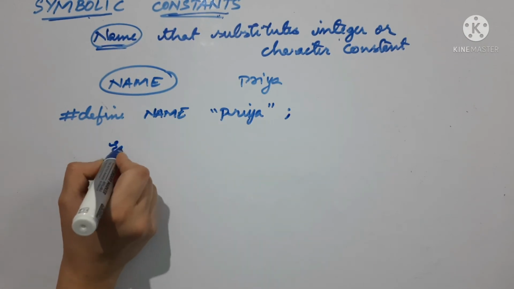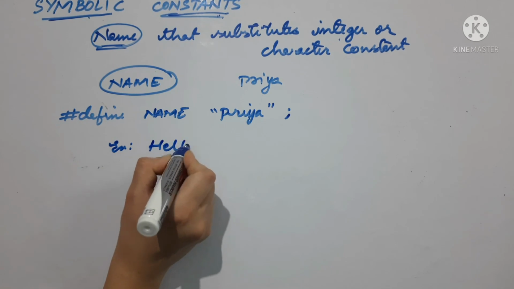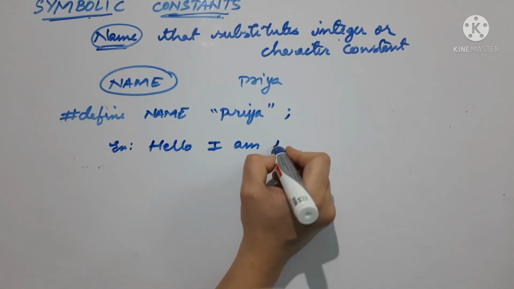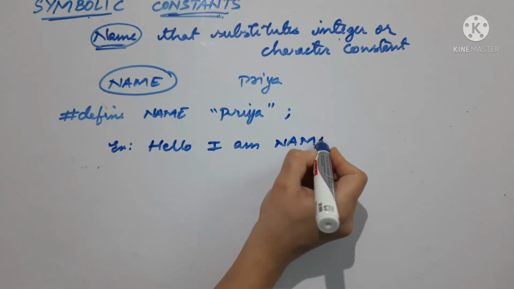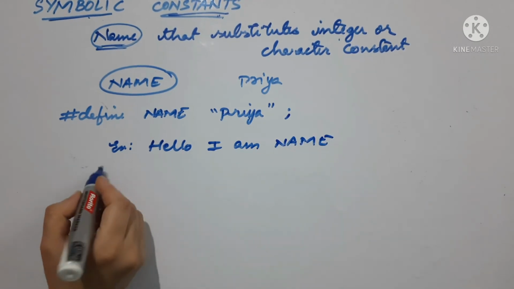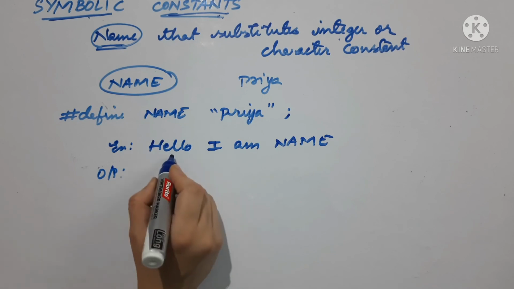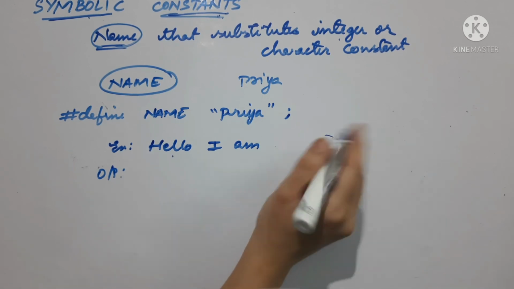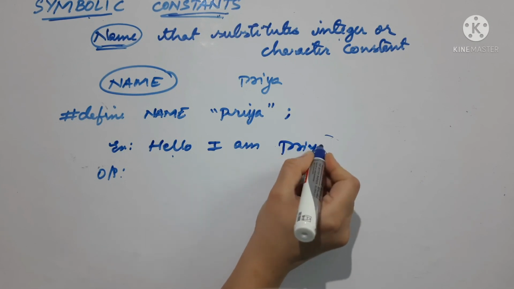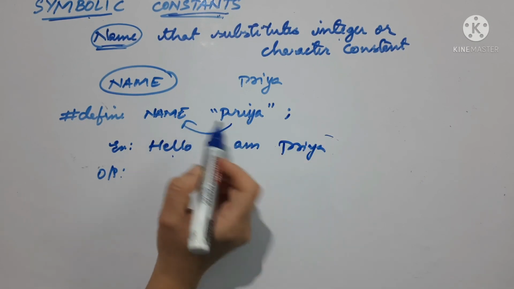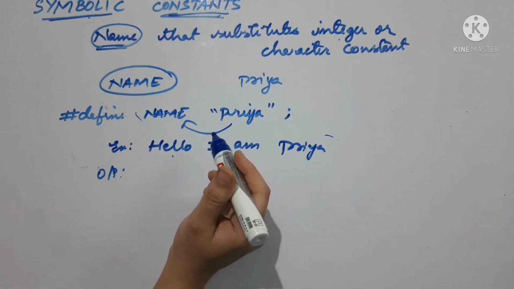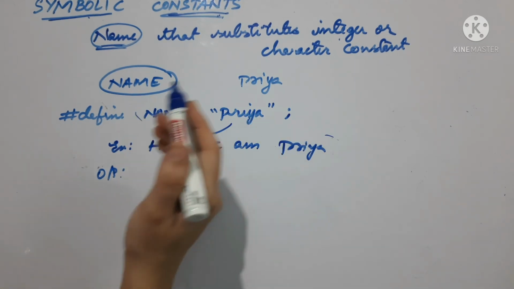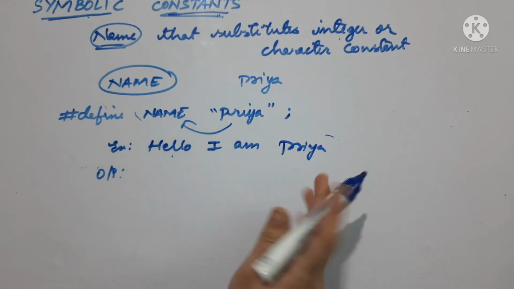Suppose, for example, if I say hello I am, instead of saying Priya, I just say name. So if I say this, what will be my output? My output will be hello I am. Instead of name, it will take what? Priya. So directly it will take this value. So these are the character constants, or we can say string constants. We will be using these symbolic constants in our programs.